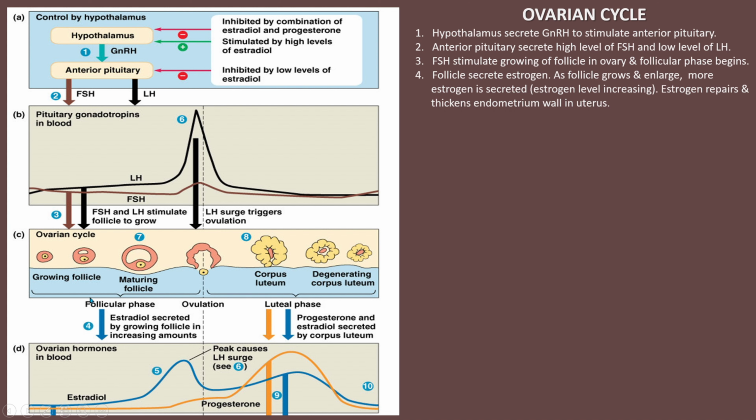Number 4, follicle secretes estrogen, and as the follicle grows, more estrogen will be secreted, hence the level of estrogen is increasing. The estrogen repairs and thickens endometrium wall in uterus.